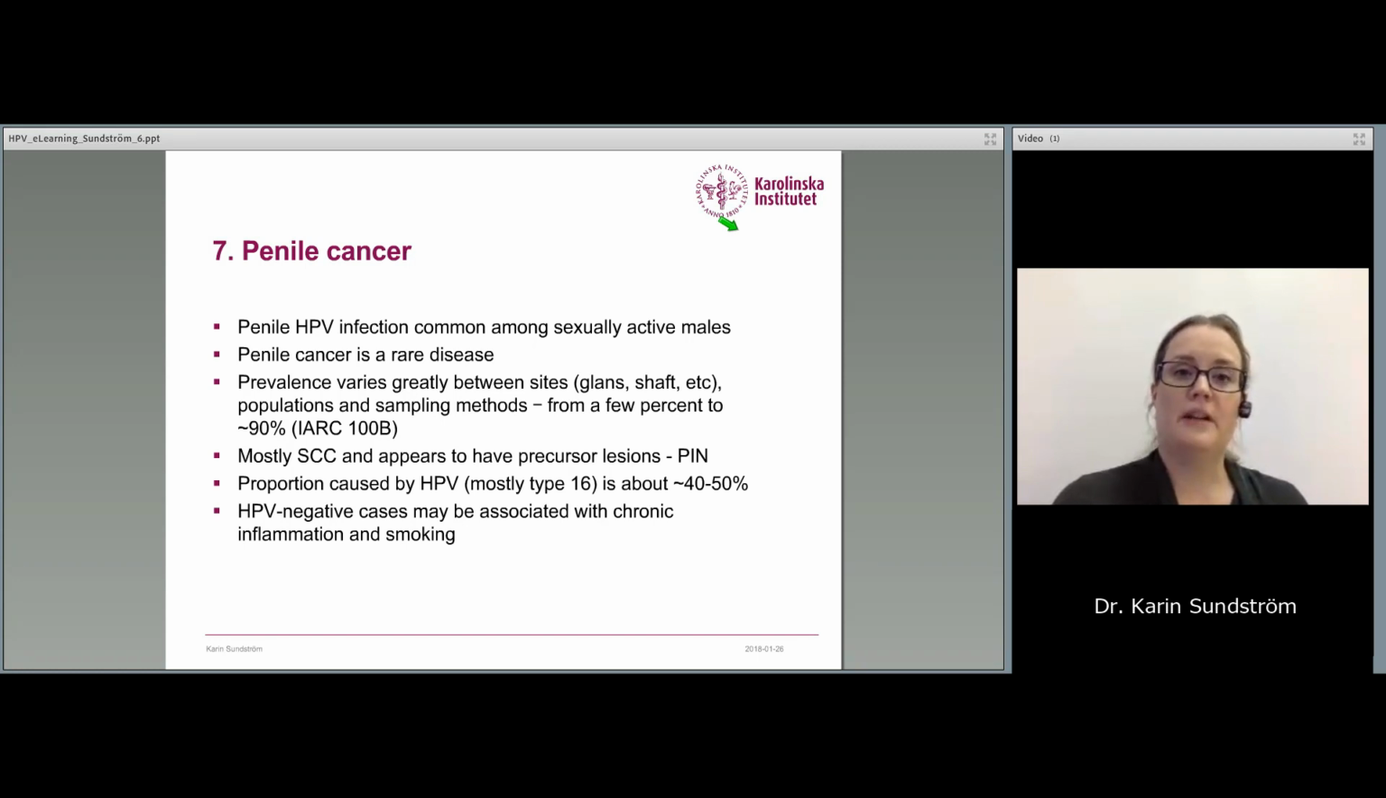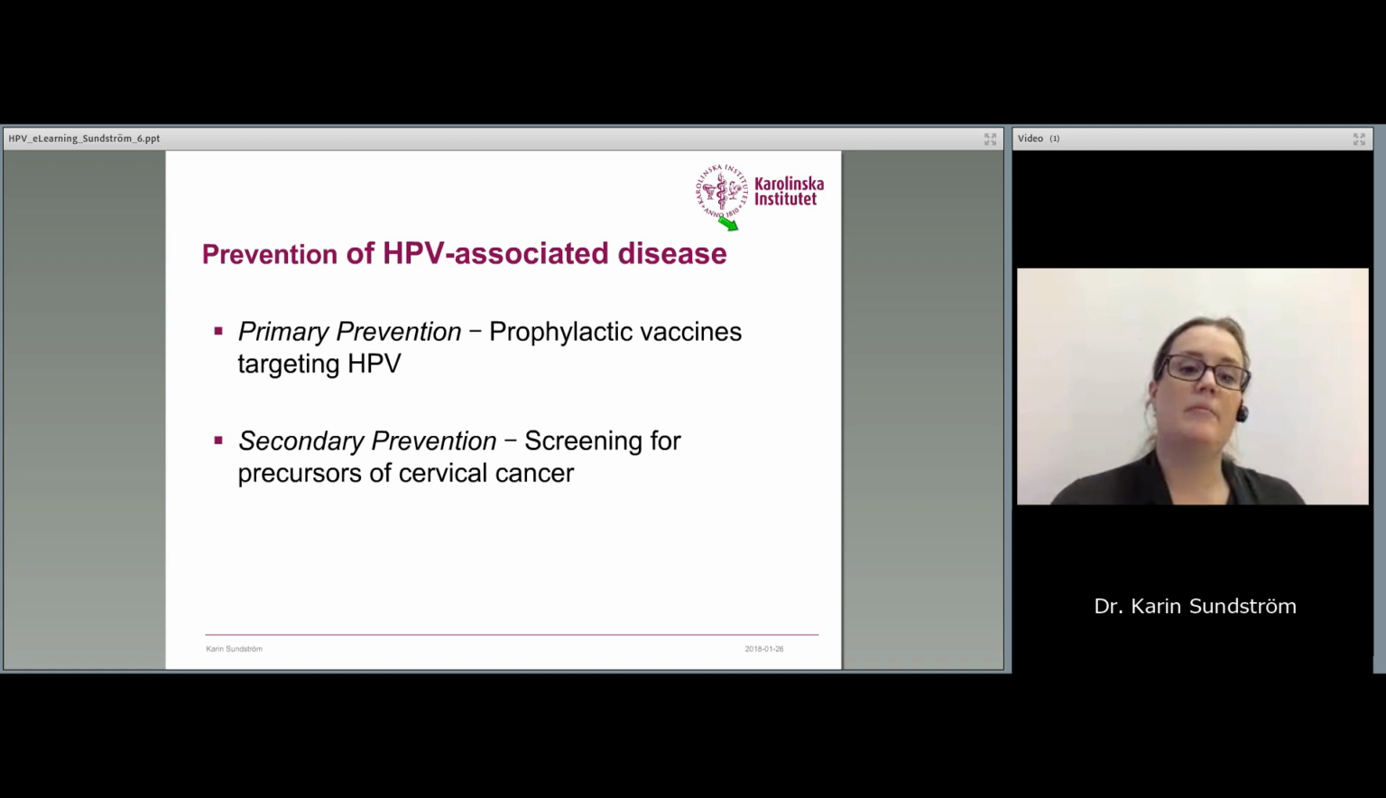However, we do know that penile cancer is mostly squamous cell carcinoma and appears to have precursor lesions, PIN, penile intraepithelial neoplasia. So it would appear that this disease form shares some HPV-related characteristics. And indeed, the proportion caused by HPV is currently estimated at around just below 1/2. That means there are a lot of HPV-negative cases, and they may be associated with chronic inflammation and smoking.